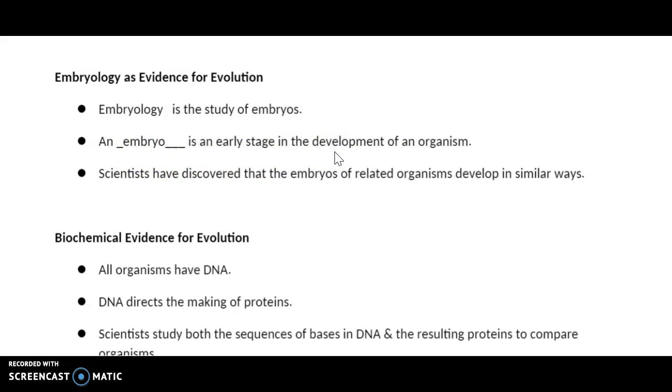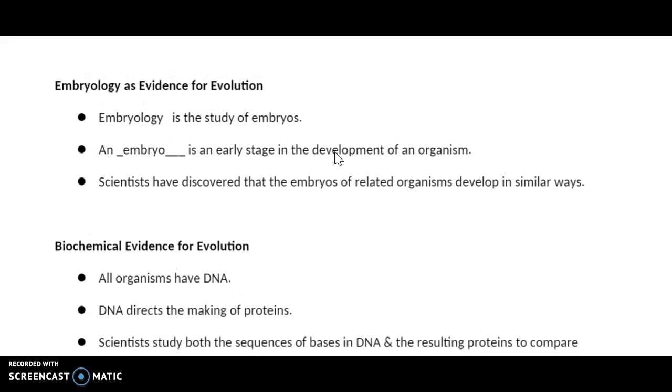Scientists have discovered that the embryos of related organisms develop in similar ways, but if you look way back far enough in the embryo, at some point they all look pretty much alike. There's a point where human embryos look a lot like chicken embryos, and also look a lot like pig embryos, so at a certain stage, they mostly look the same.